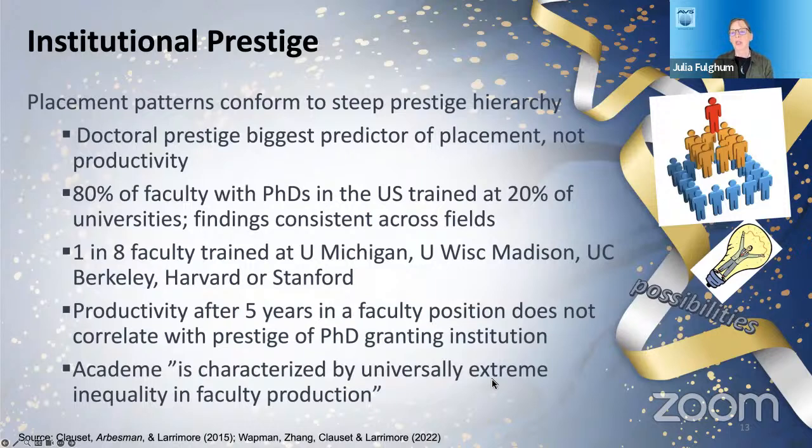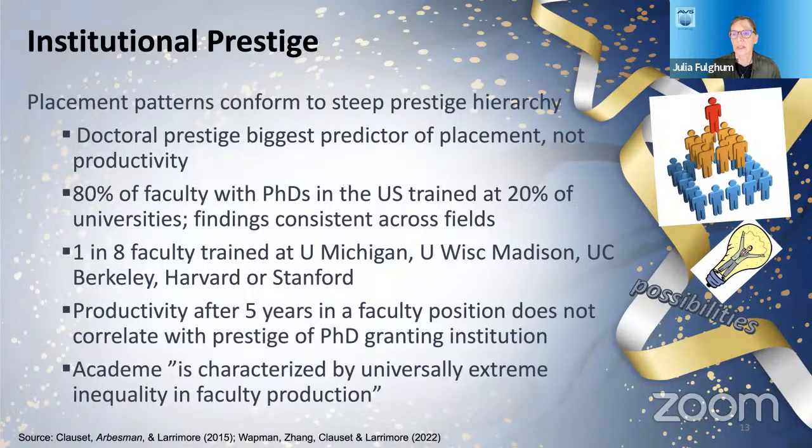Okay. So there's been a lot of research from Aaron Clauset, Daniel Larremore, and their colleagues on institutional prestige and gender patterns in faculty hiring in the US. And it is such a huge influence. I think it's important for people to appreciate: 80% of faculty with PhDs in the US trained at just 20% of the universities. And I guarantee you, some of the universities not in that 20% are training some really excellent people. And in fact, 1 in 8 faculty were trained at just 5 universities. And this tends to be pretty consistent across fields.